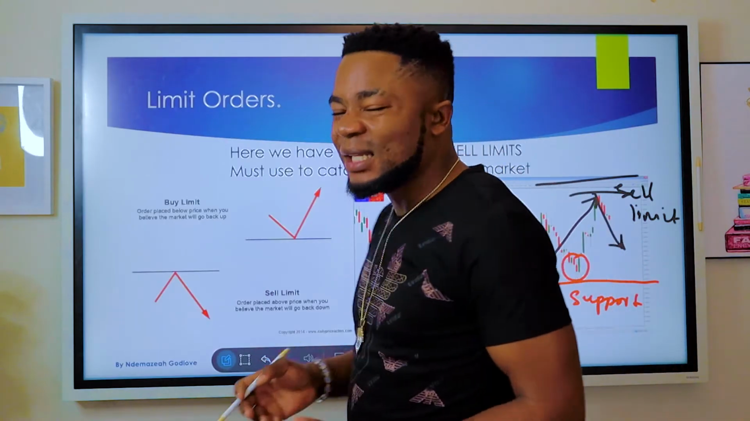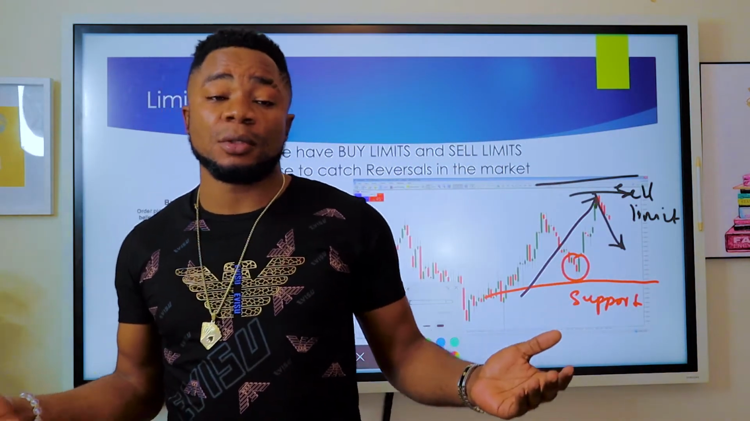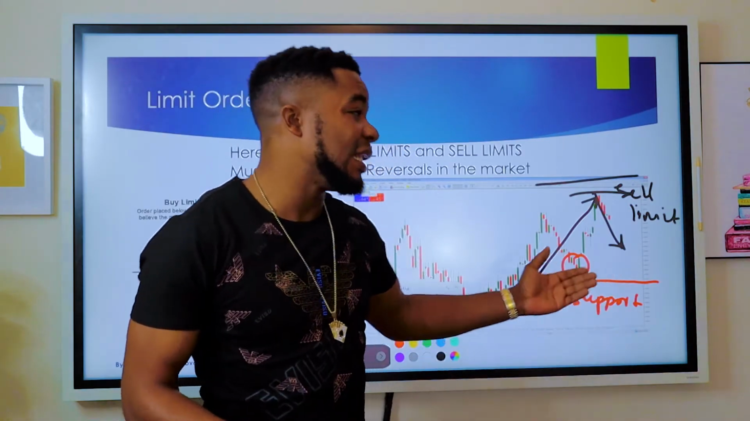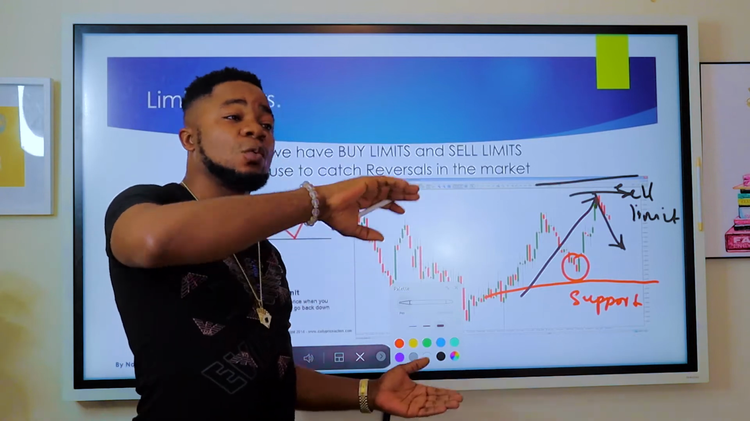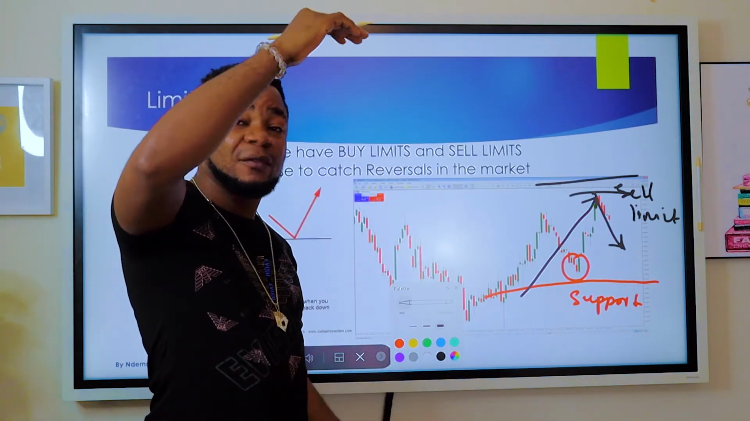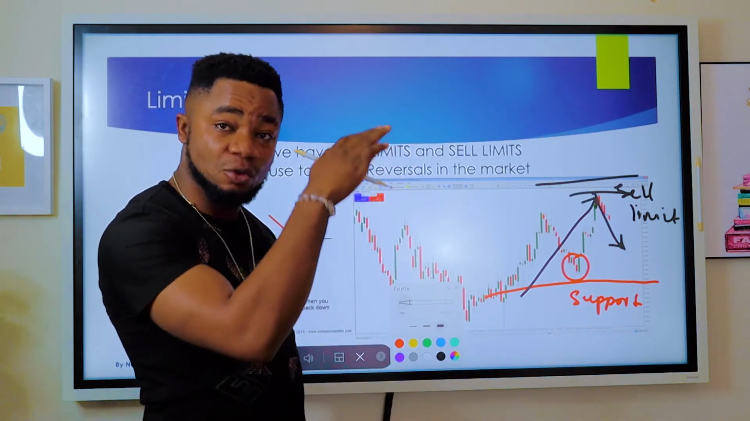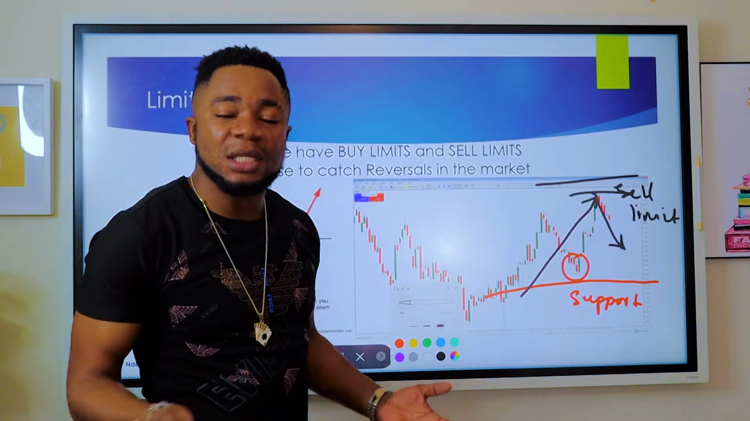So from the explanation of a sell limit, can you maybe explain a buy limit? I already explained a sell limit. Maybe the market is going up and you have a particular presumed level where, if the market gets to that level, you want to sell, you want to catch a reversal. So a buy limit is just the opposite.